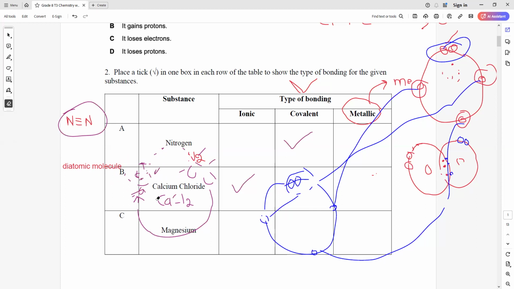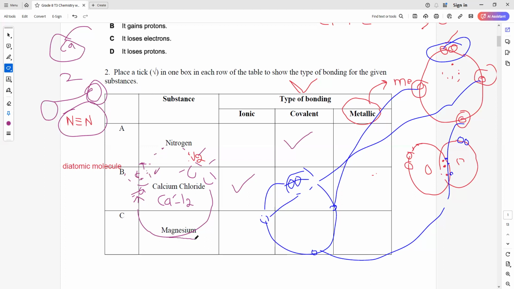Right, here from the calcium atom, 2 electrons are lost. Out of the 2 lost electrons, 1 electron is accepted by 1 chlorine atom. And then the second electron is accepted by the second Cl atom to form calcium chloride.